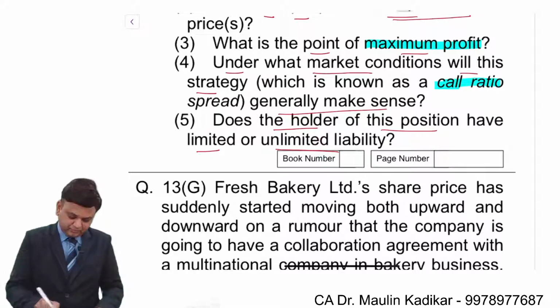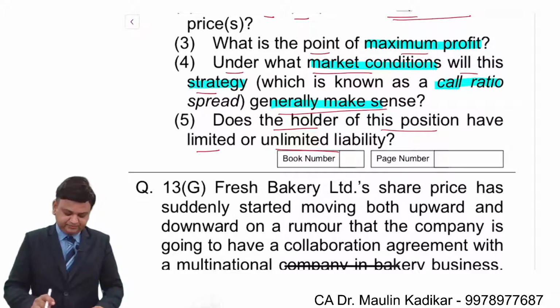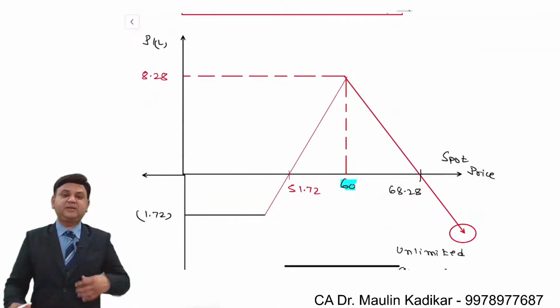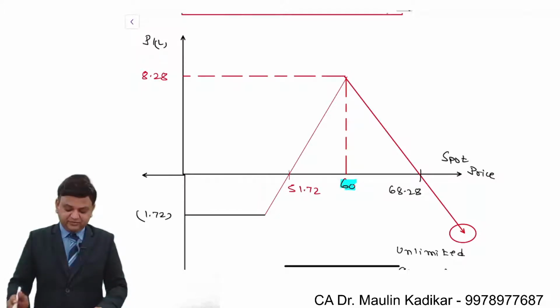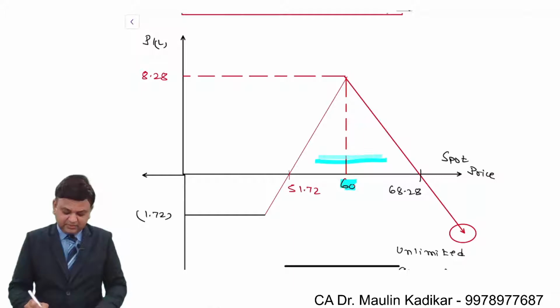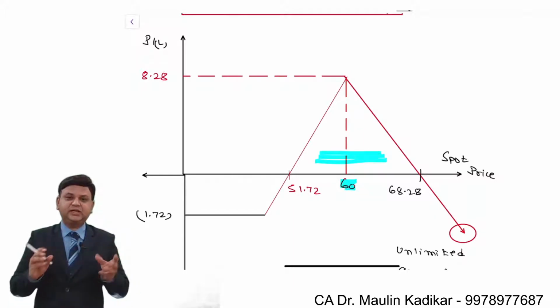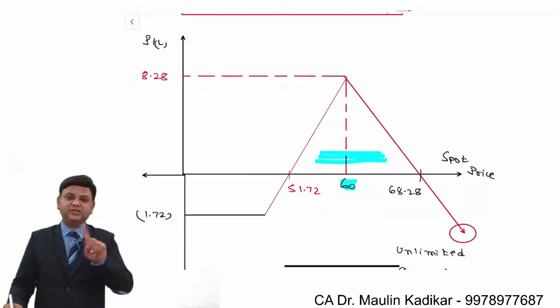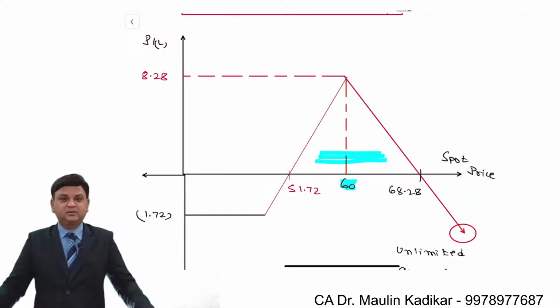Next, under what market condition will this strategy generally make sense? Friends, always remember that for any strategy, it will make sense at the point at which you are having the profit. Here we can understand that mostly the spot price of the equity share is at the exercise price at which you have sold the option, that is 60, and you are not expecting the market to be much volatile. That is the reason you are entering into the strategy, and if the market remains stable, then you will be able to make the profit. This is what we understand.